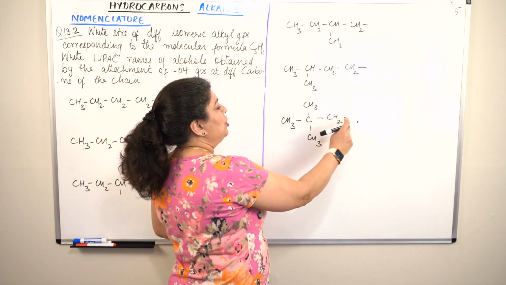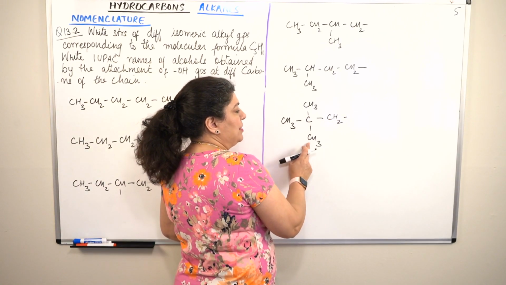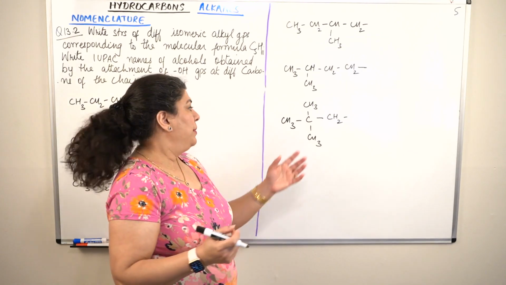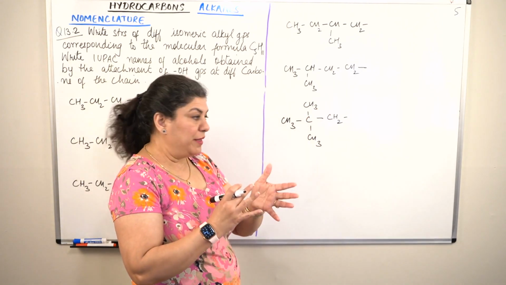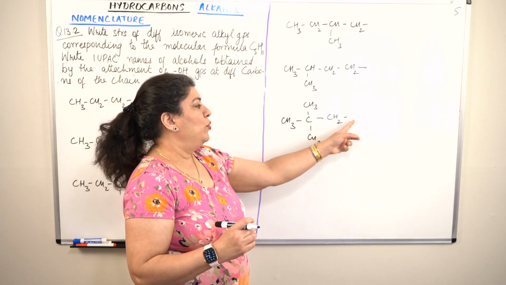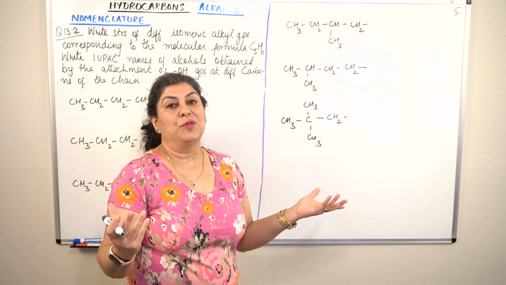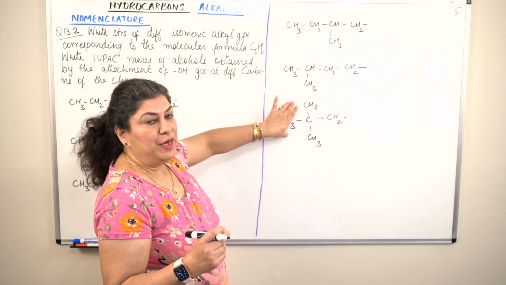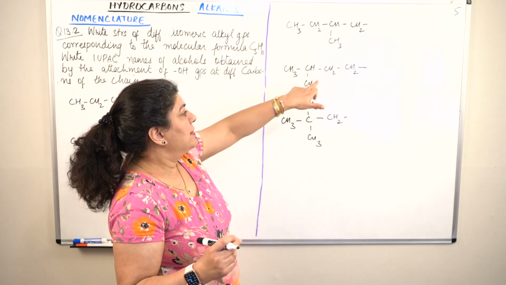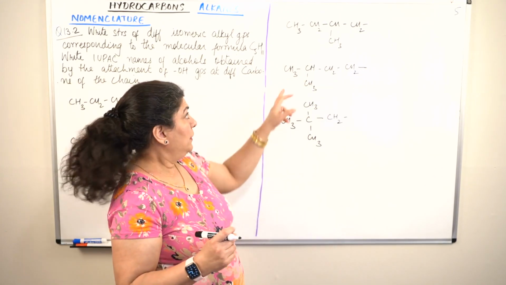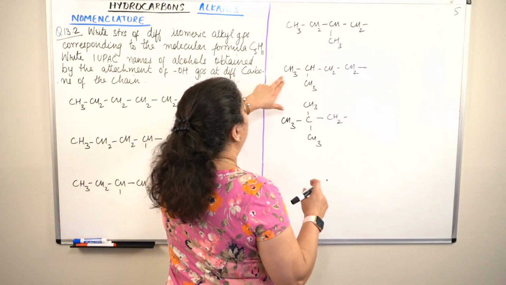If I change the position of OH from this carbon to this carbon, it would be the same isomer because this isomer is symmetrical. If I have this OH on this carbon or any of the 4 carbons here, it will be the same thing. Therefore, this one will not have any more isomers. But look at this. Can I change the position of OH for this one? Of course I can.